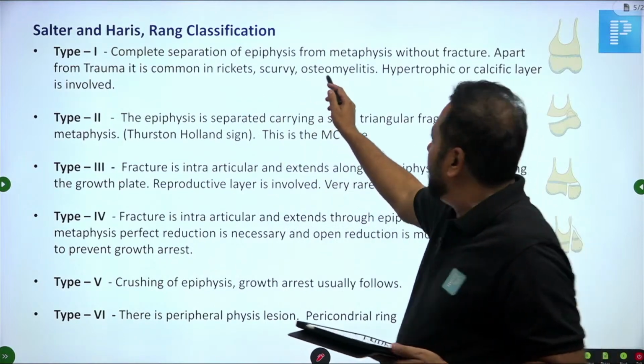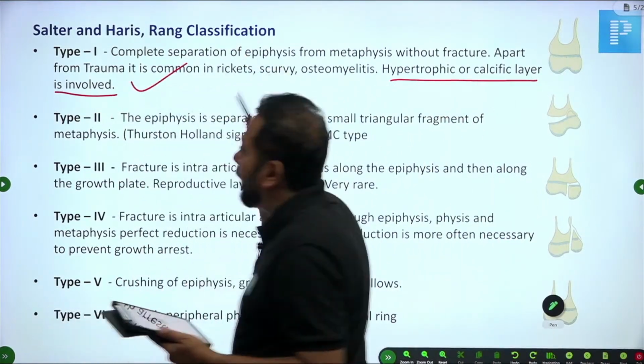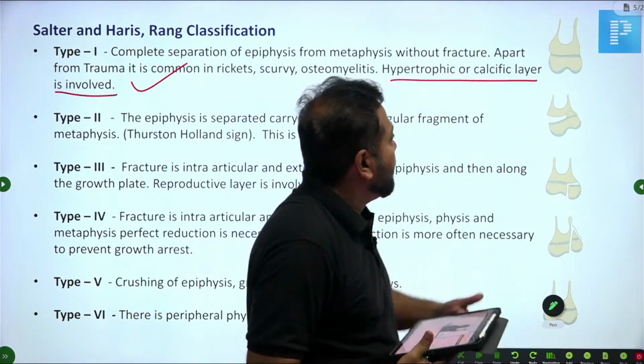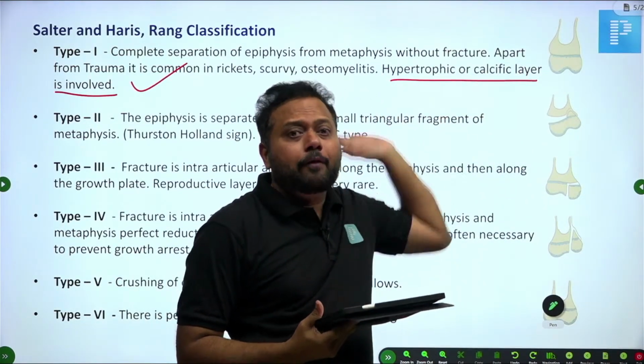You see which layer is involved? Hypertrophic or calcific layer is involved. Apley system of orthopedics. You look at the diagram, it is complete separation of epiphysis from metaphysis without fracture.